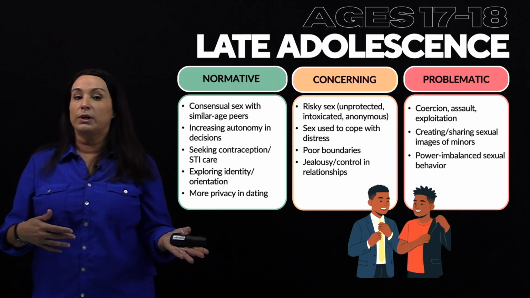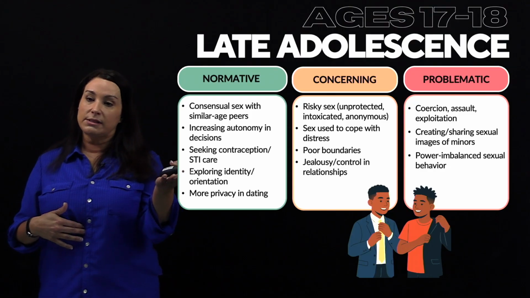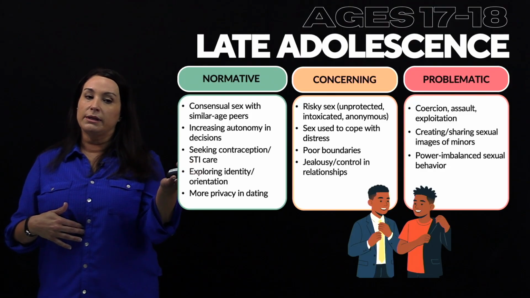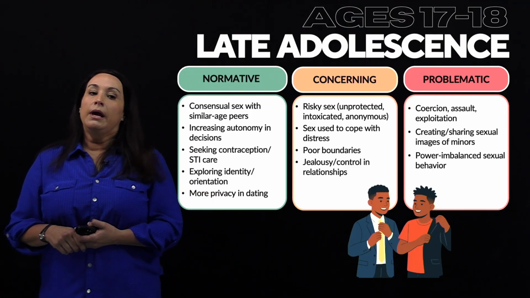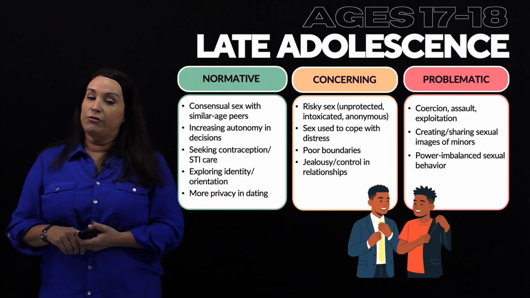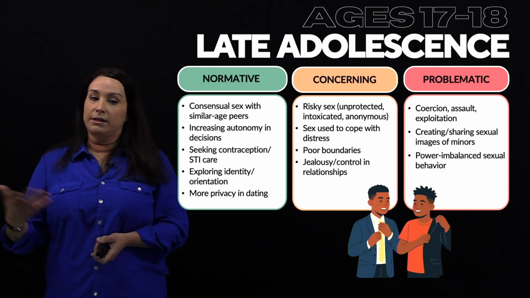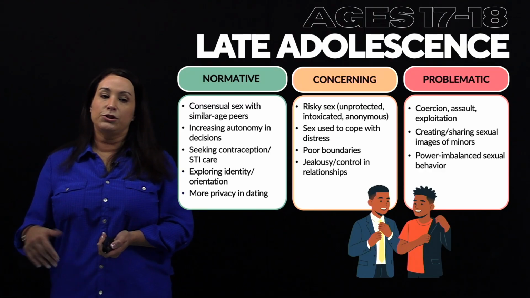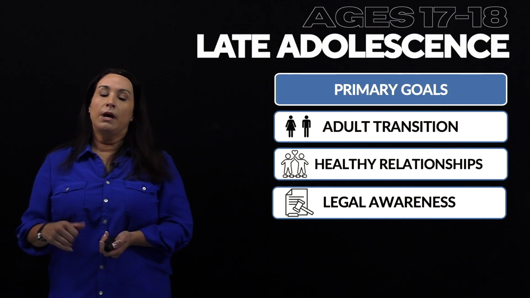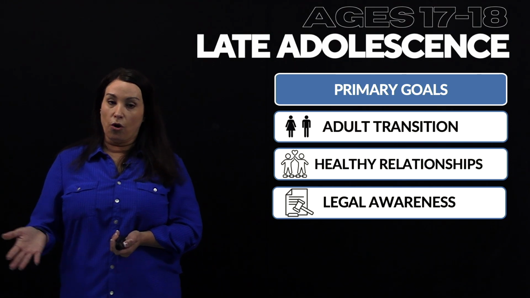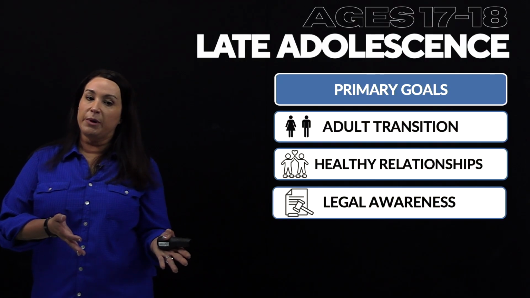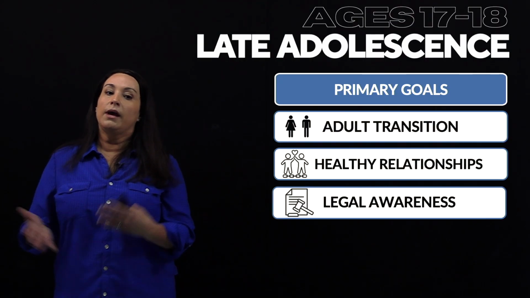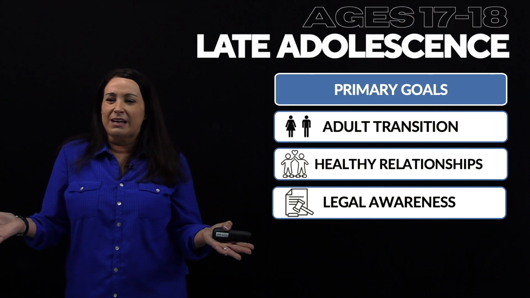Creating and sharing sexual images of minors. They are still minors at 17 years old, and so that is certainly child pornography as well. Power imbalance sexual behavior. So again, a coach and a student, a teacher and a student would be one example. Primary goals as a parent or guardian would be helping them transition to adulthood and be more autonomous, right? And healthy relationships, what that looks like.